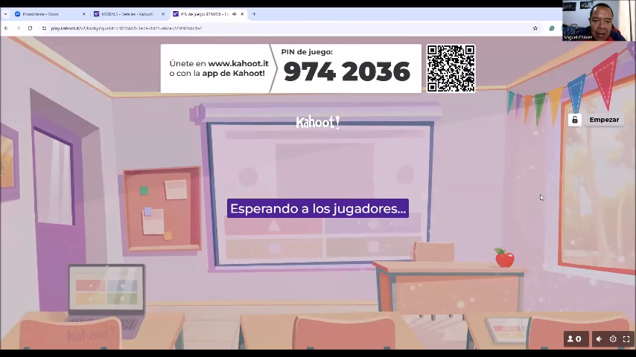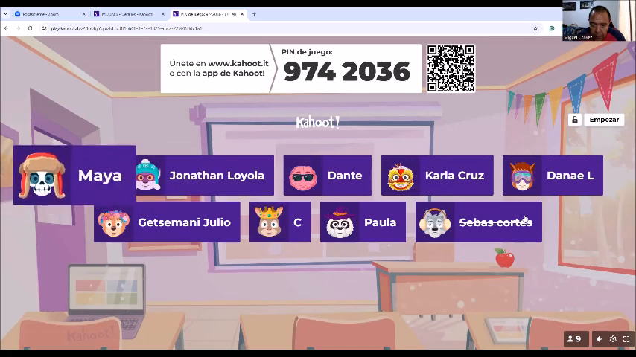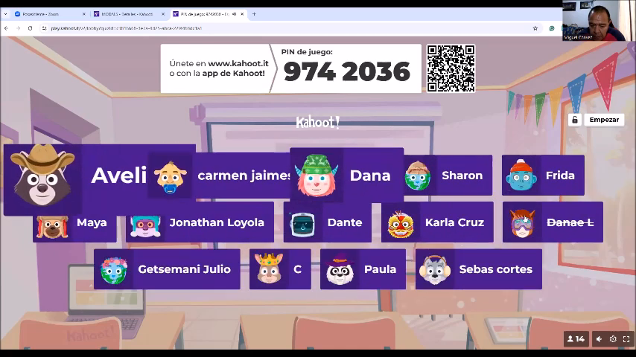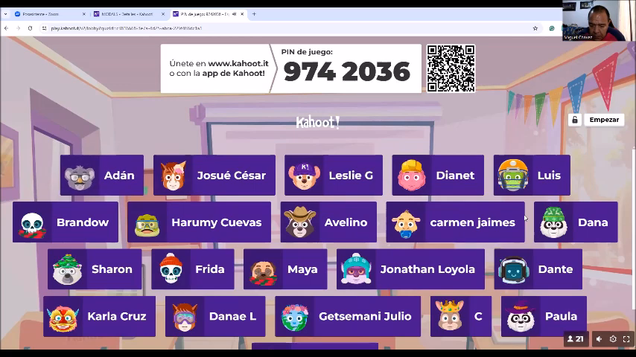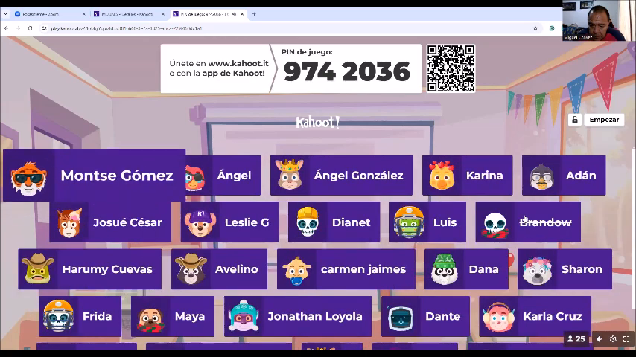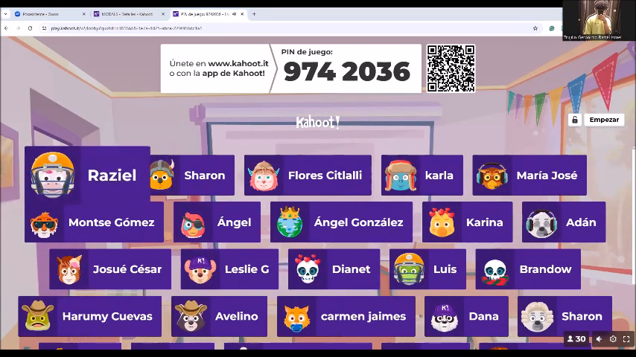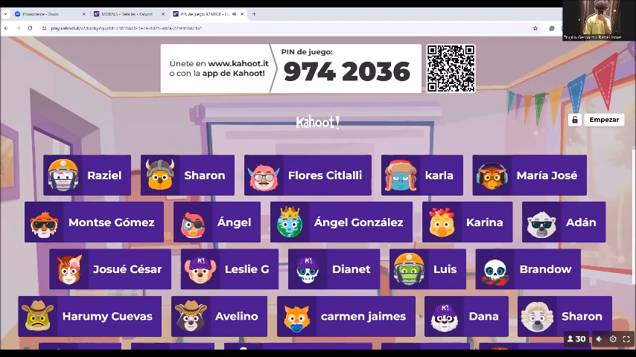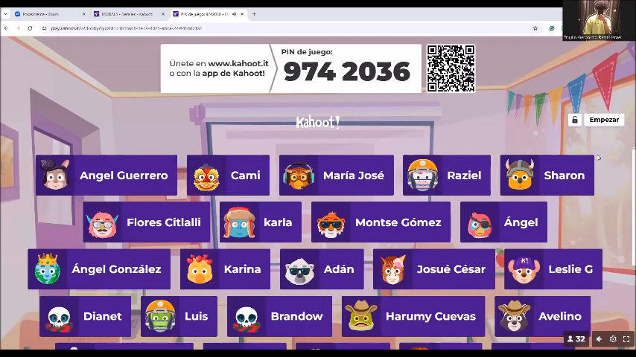Okay, the pin for our game is 9742036, or scan the QR code, please. Okay, let's start with our Kahoot.